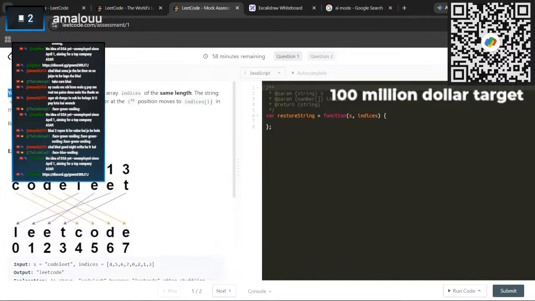You are given a string and an integer array indices of the same length, and the string is shuffled such that the character at the ith position moves to the index indices[i] in the shuffled string. Wait a minute, I couldn't understand. The ith position moves to the index indices[i] in the shuffled string. The ith position moves to the indices of the ith position.